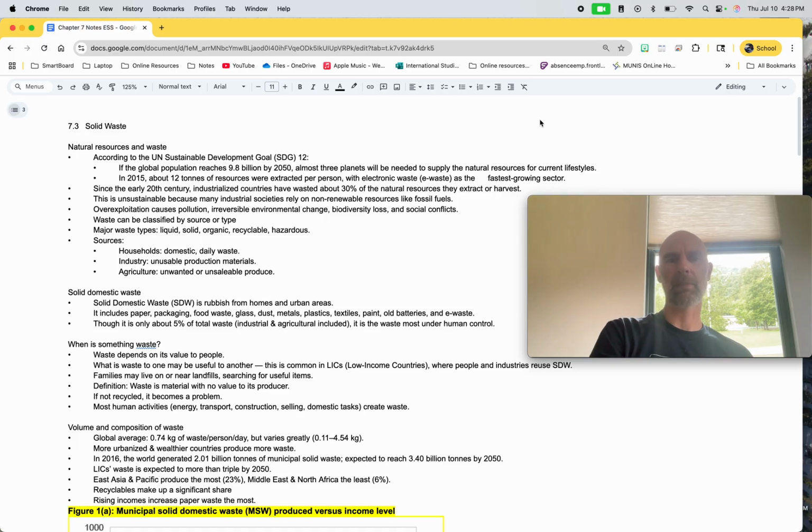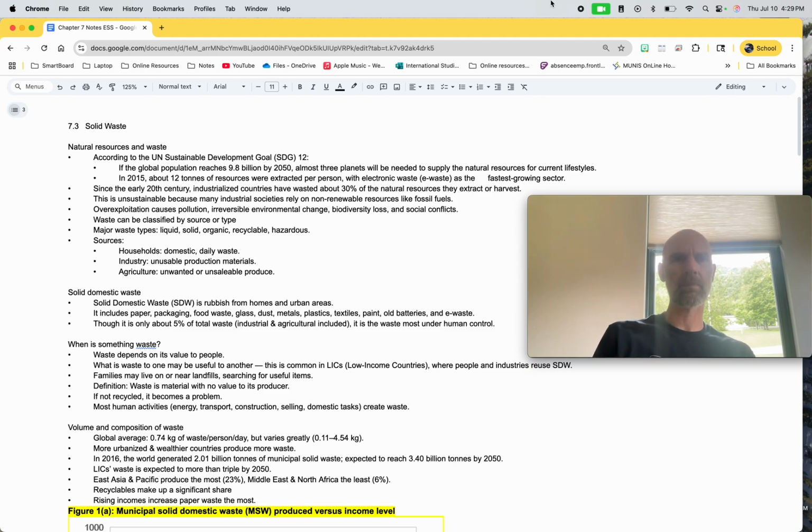Waste can be classified by source or type. It's kind of odd like that. Major waste types include liquid, solid, organic, recyclable, and hazardous. Both of those you'll see can be source or type. Sources you can have: household, domestic, daily waste. Industry, you can have unusable production materials, like just cast off materials.